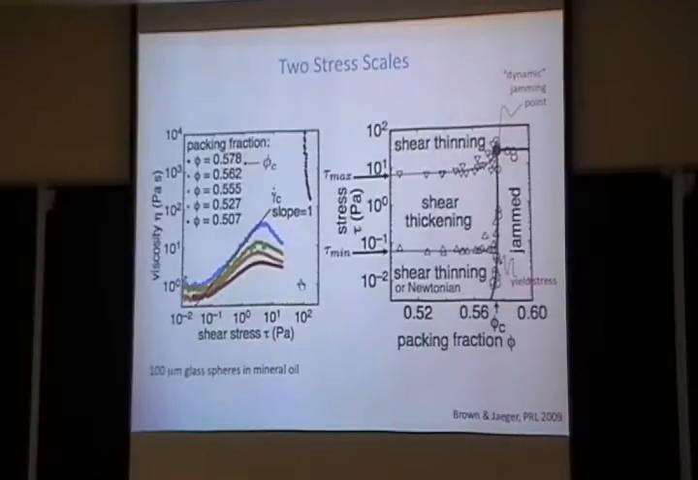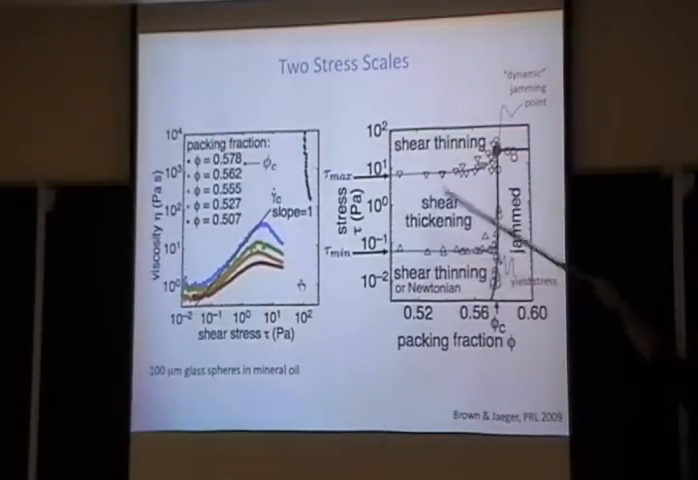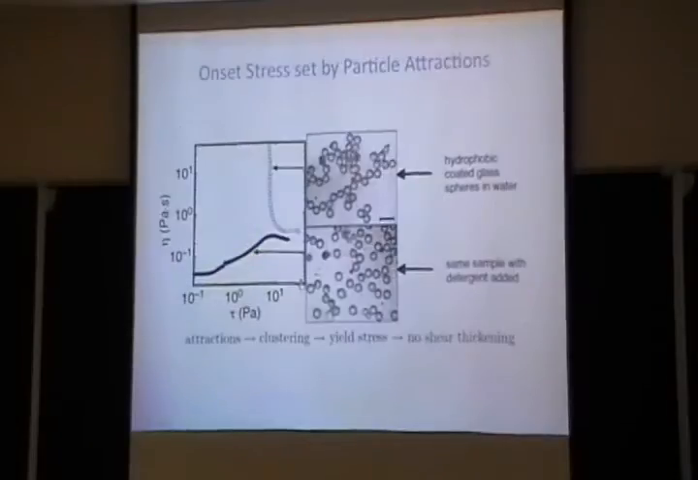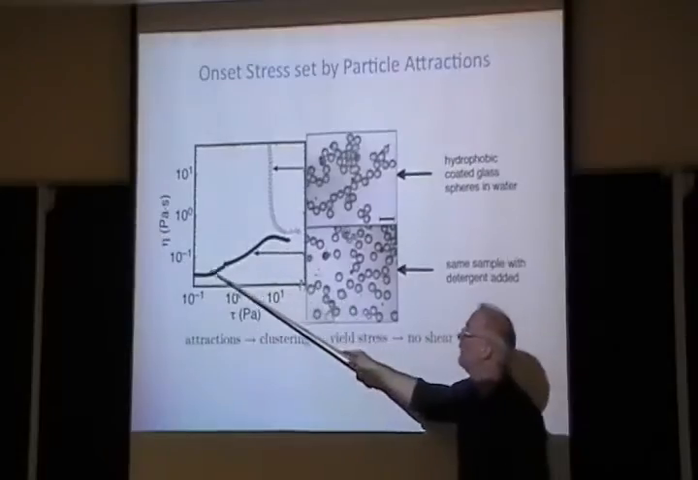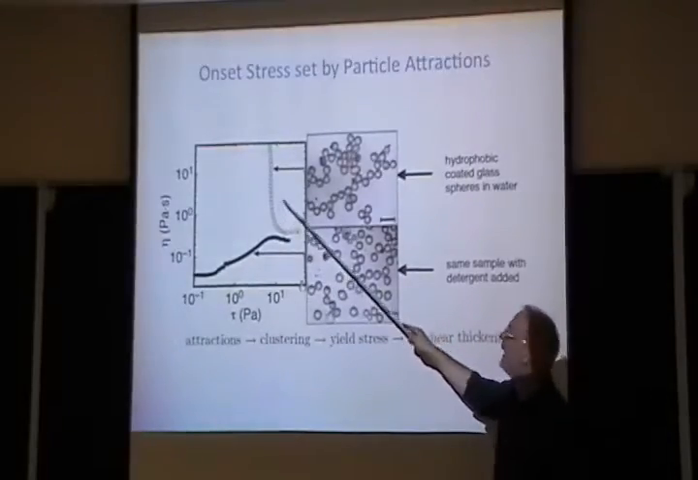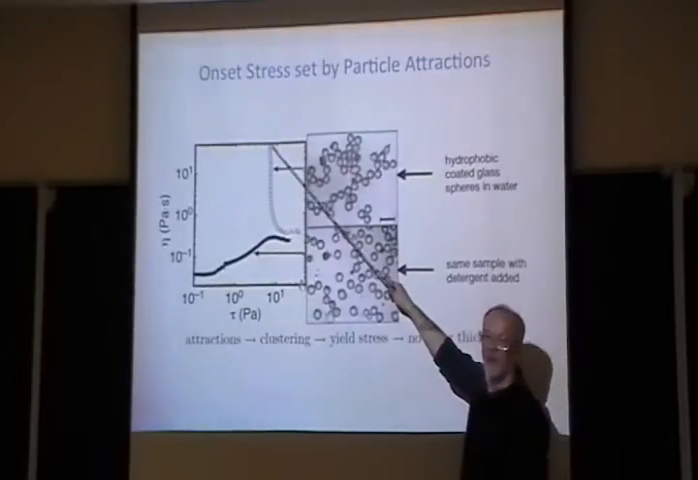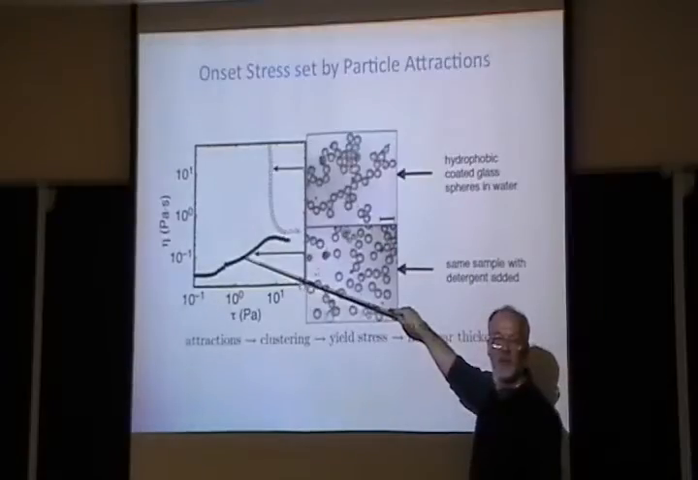What about the onset stress? Now I'll tell you about where that comes from, and then I'll tell you later where this comes from. So what is the microscopic origin for these two stresses? And here's a hint. So you take an ordinary shear thickening curve right here, and you turn it into this. Or actually, we started with this curve, yielding, right? And then turned it into this. And what did we do?